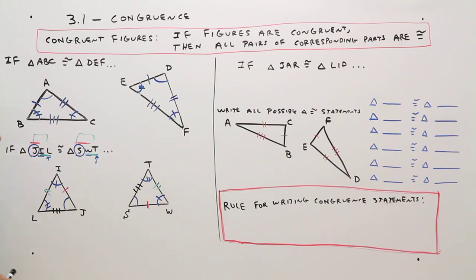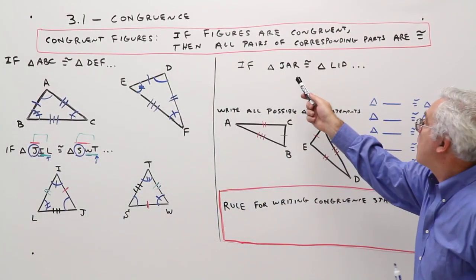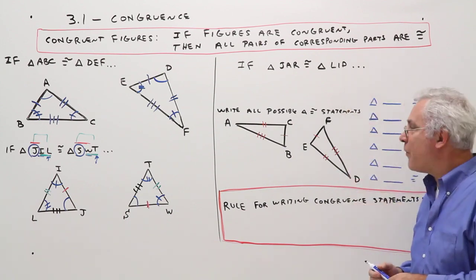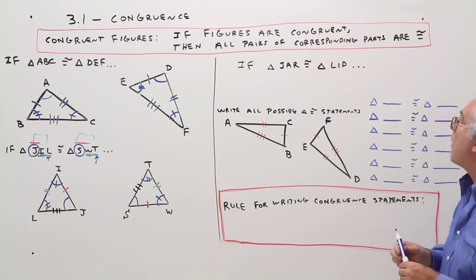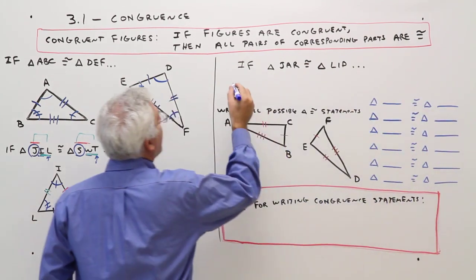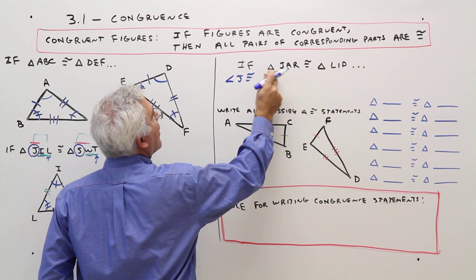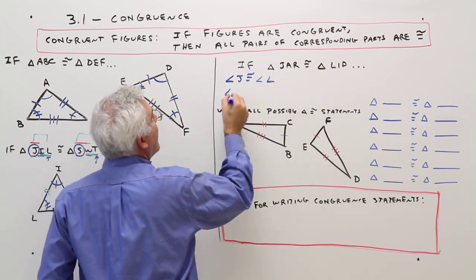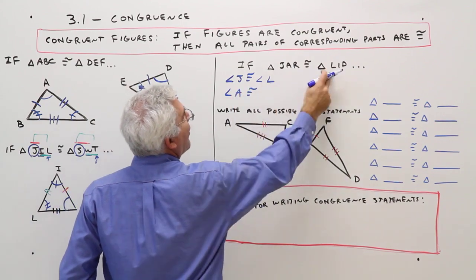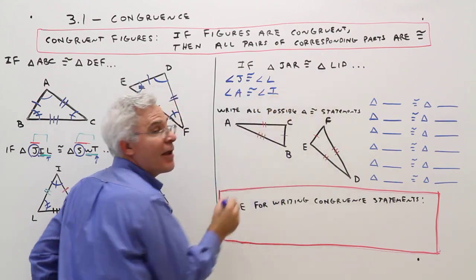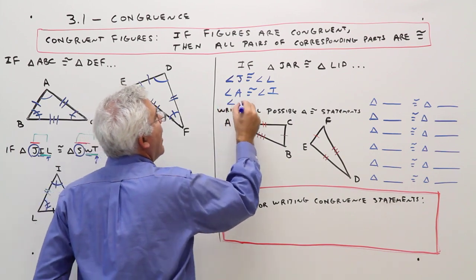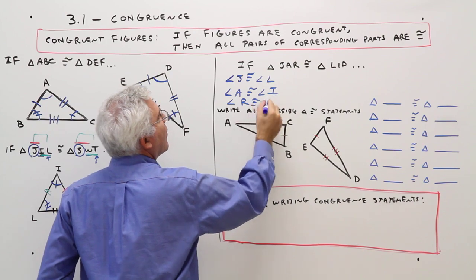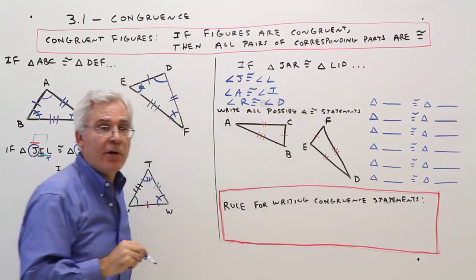Okay, so over here, if triangle JAR is congruent to triangle LID, let's see if we could list all the congruences. I'll just list them out. I've got no drawing here. So I'll say angle J, first letter, is congruent to angle L, first letter. Angle A, second letter, is congruent to angle I, second letter. Angle R, last letter, is congruent to angle D, last letter.